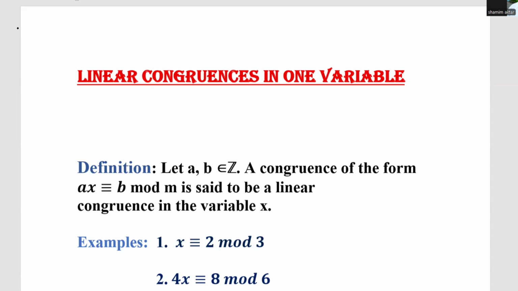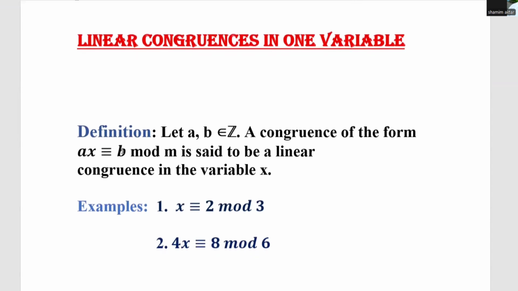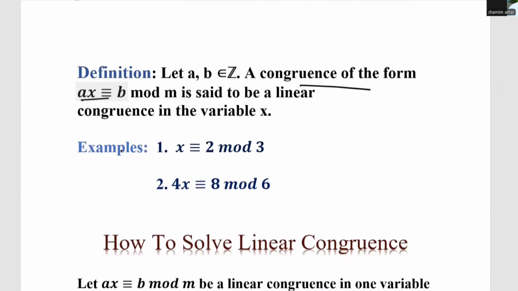Today we will learn what a linear congruence is and how to solve it. First of all, what is a linear congruence? The definition: for any integers a and b, a congruence of the form ax ≡ b mod m is said to be a linear congruence in the variable x. For example, x ≡ 2 mod 3 is a linear congruence, and 4x ≡ 8 mod 6 is also a linear congruence.